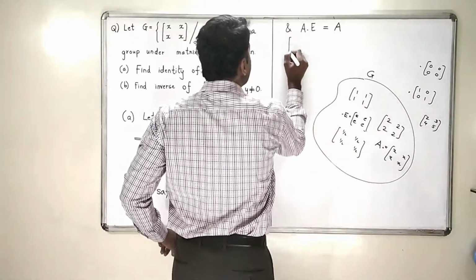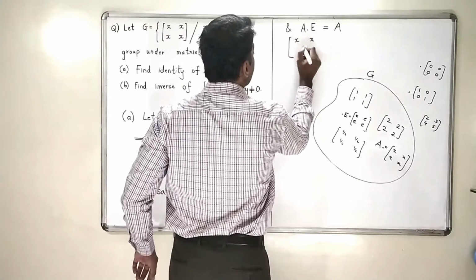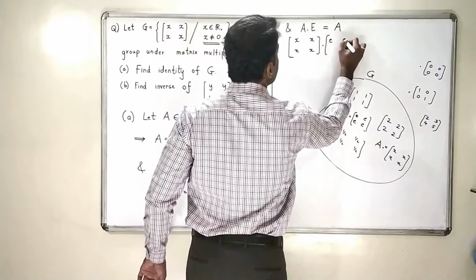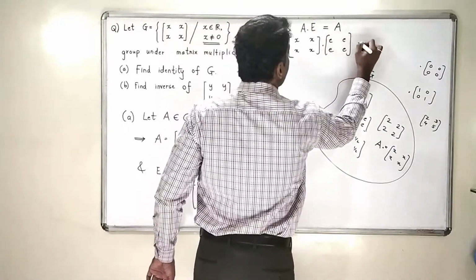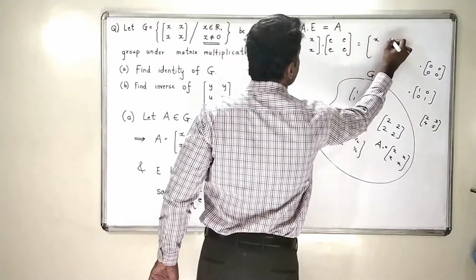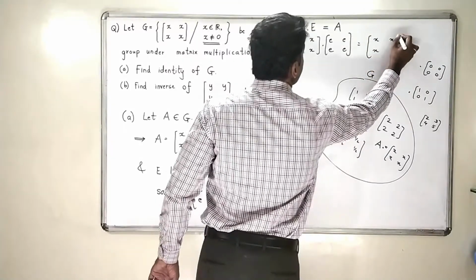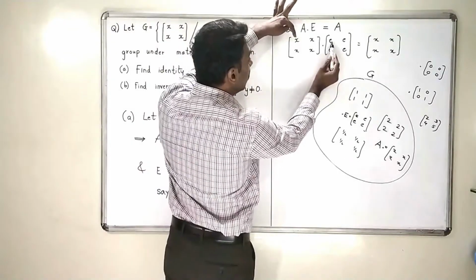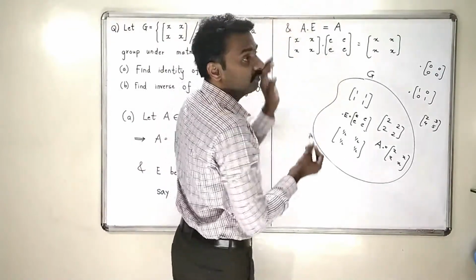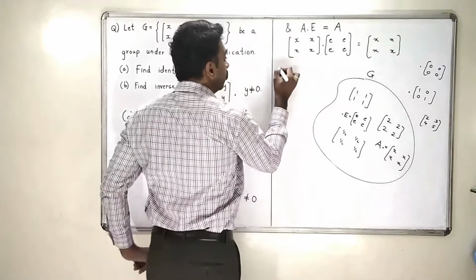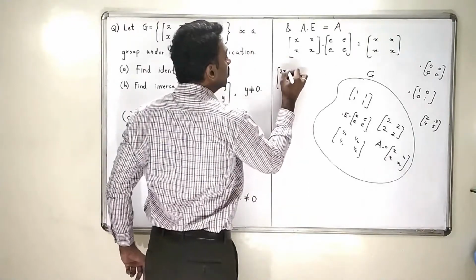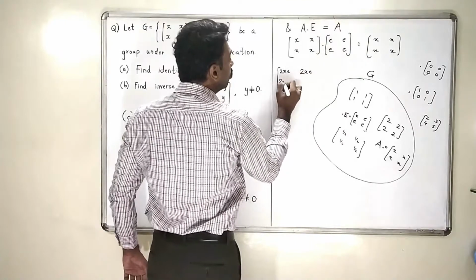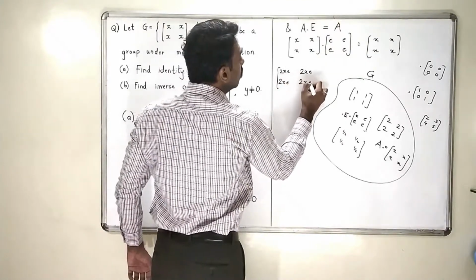Now let us do the calculations. x, x, x, x multiplied by e, e, e, e should be again equal to x, x, x, x. So do you see that when I simplify this matrix multiplication, it will be xe plus xe, which will become 2xe. All the entries are 2xe. If I multiply these two matrices, this is also 2xe. 2xe is equal to how much?